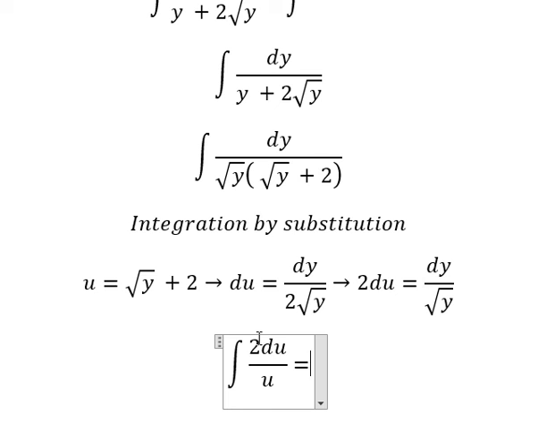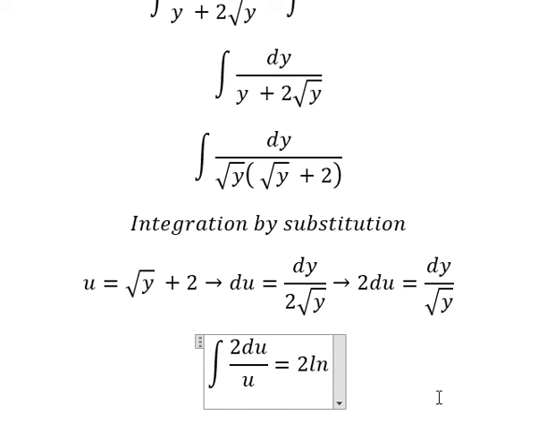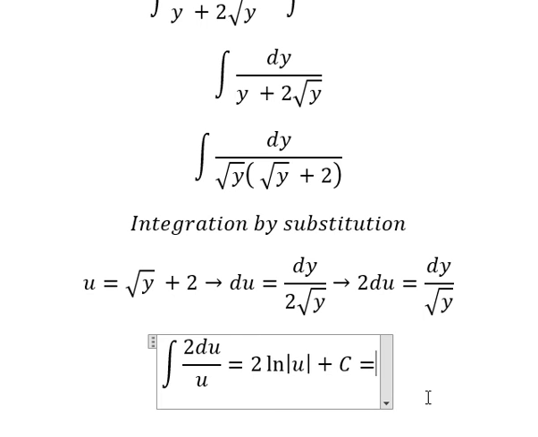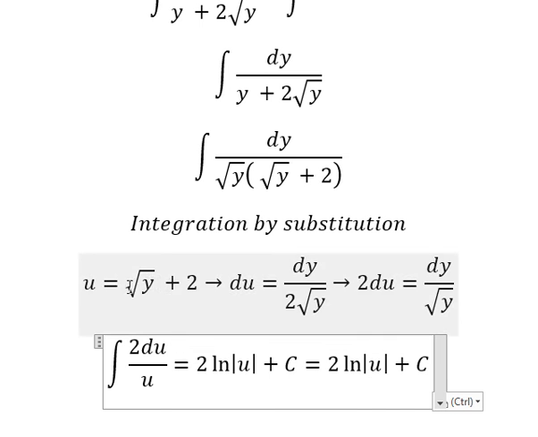The integration of this one, we have number 2 ln of the absolute value of u, and then we put c. About u, that is this one.